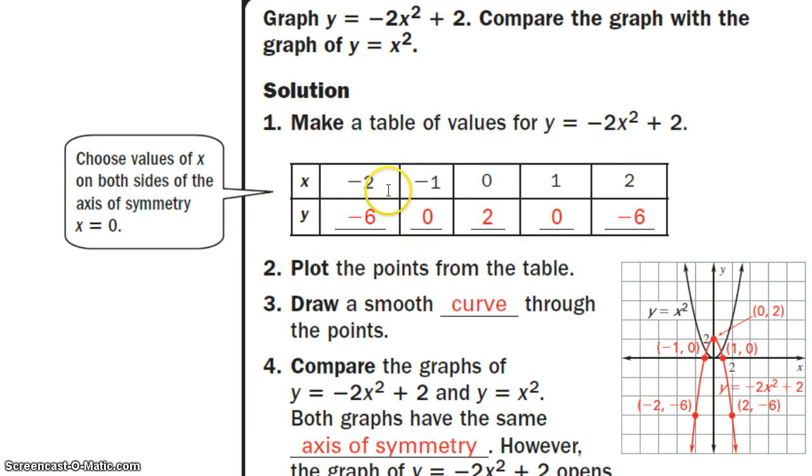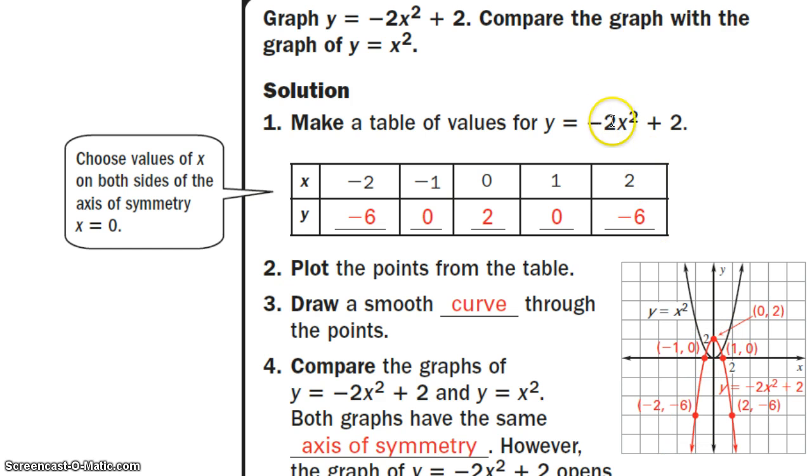Now, this negative 2, negative 6, look over here, negative 2, negative 6 is an ordered pair. It's a point. You plot it. Then you have negative 1, 0. You have 0, 2 right here. You have 1, 0. And then you have 2, negative 6.